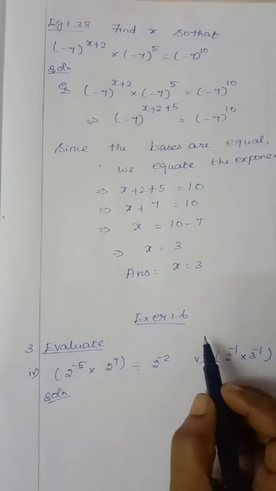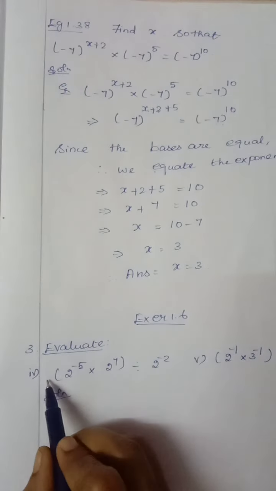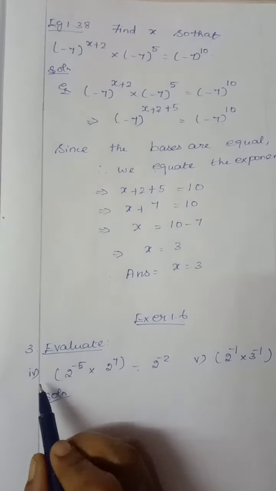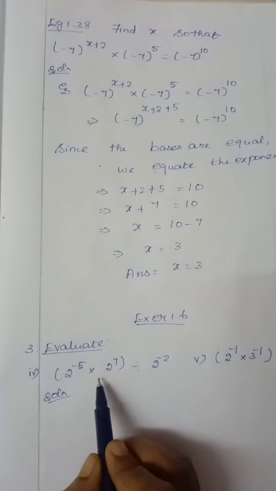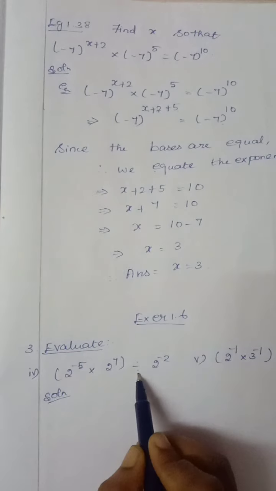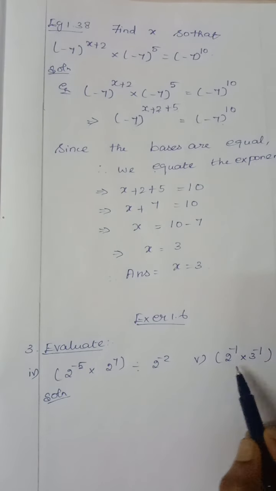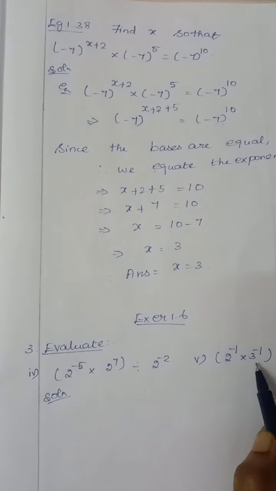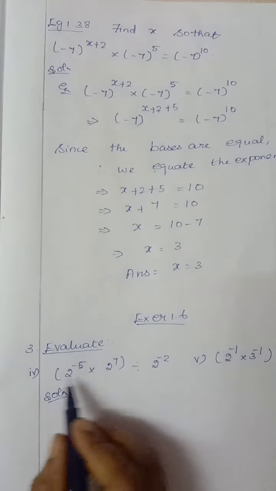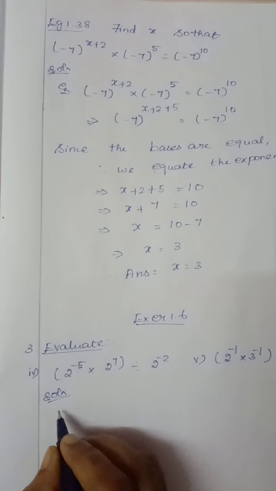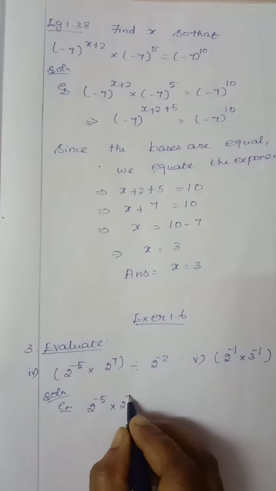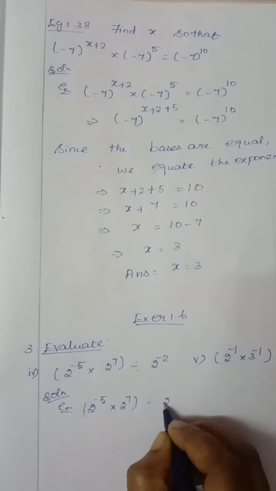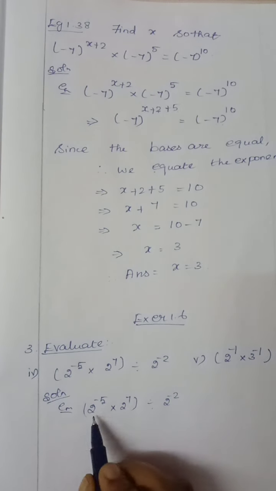Next, exercise 1.6, third sum. The first 3 sums are questions for assignment. Now we can do 4 and 5. Evaluate 2^(-5) into 2^7 divided by 2^(-2). Fifth question: 2^(-1) into 3^(-1) divided by 6^(-2). So first we can do the fourth question. Solution. Given 2^(-5) into 2^7 divided by 2^(-2). So which is equal to this one, product.